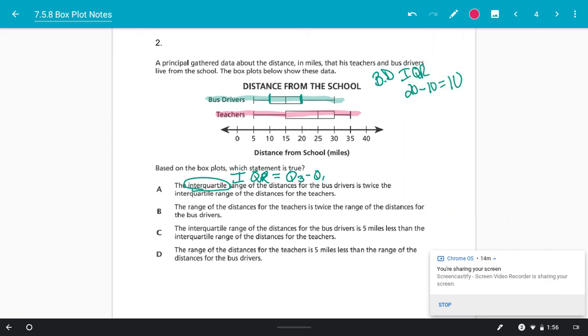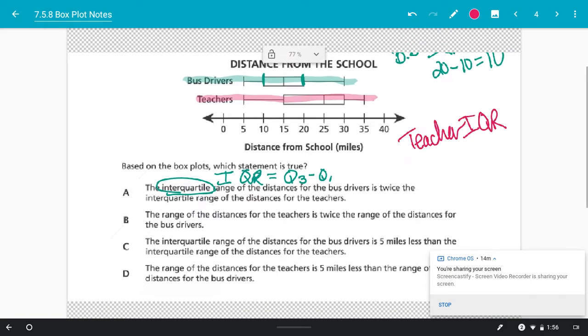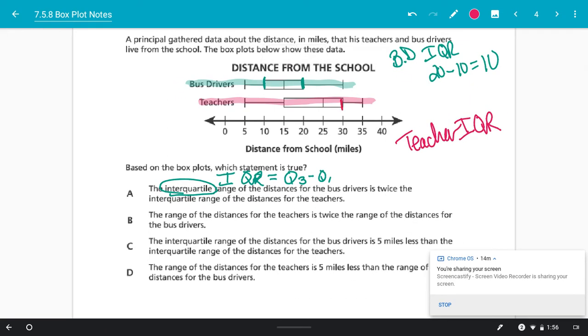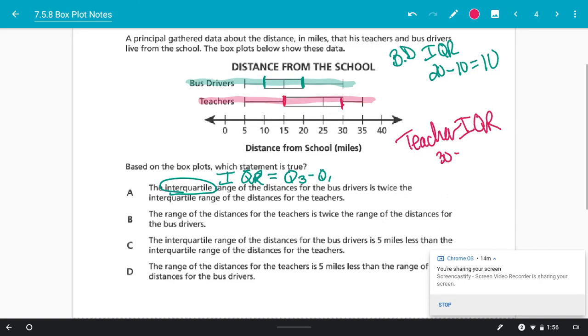So the bus driver interquartile range is 10. Now, for the teacher interquartile range, I am going to calculate, again, the Q3, which is 30, minus Q1, which is 15, giving us an interquartile range of 15.